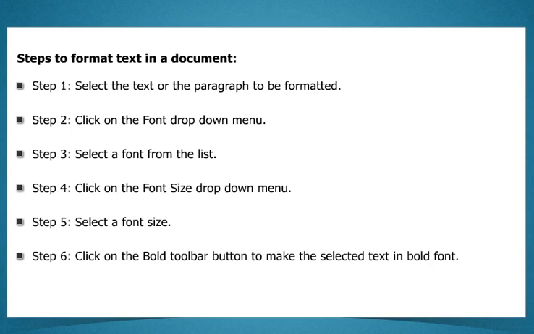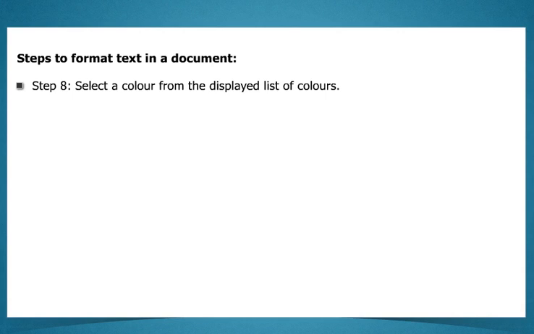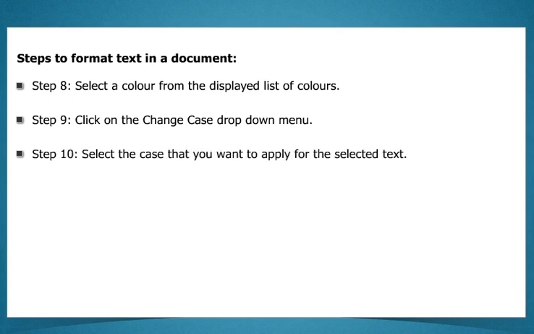Step 6. Click on the Bold toolbar button to make the selected text in bold font. Step 7. Click on the Font Color drop-down menu. Step 8. Select a color from the displayed list of colors. Step 9. Click on the Change Case drop-down menu. Step 10. Select the case that you want to apply for the selected text. Step 11. Click on the required Align Text toolbar button.